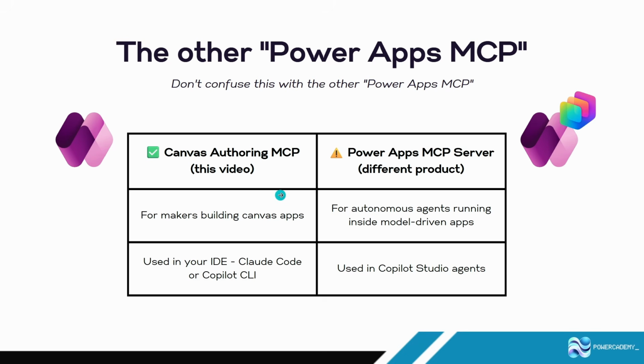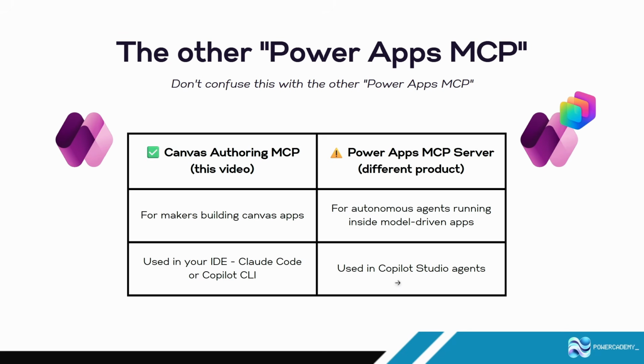The Canvas Authoring MCP is for makers building Canvas apps. It's used in your IDE, so for example, Claude Code or the Copilot CLI, but the Power Apps MCP server is a different product and is for autonomous agents running inside your model-driven apps. So it's got nothing to do with Canvas apps. It's also used in Copilot Studio agents. So this is kind of the key differences between the two.